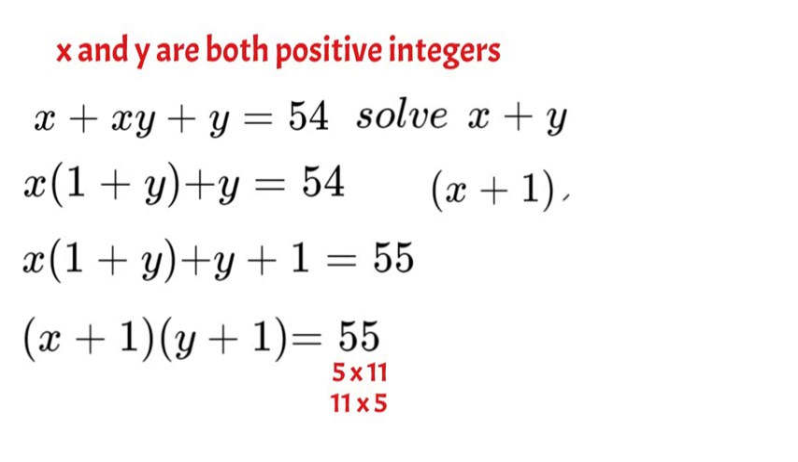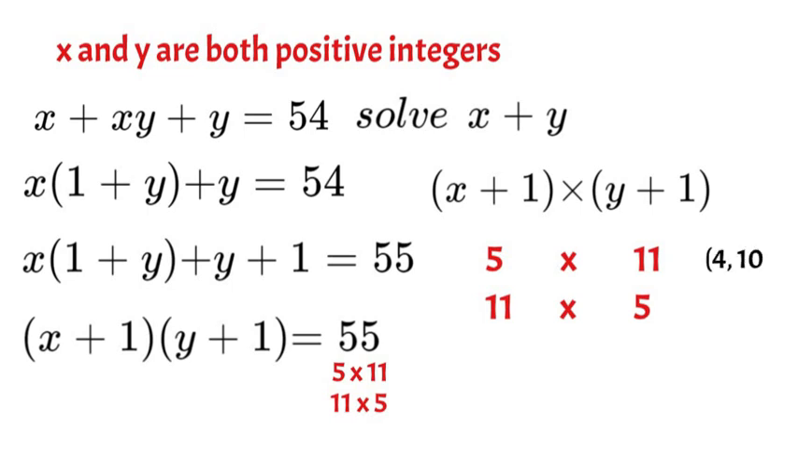So now we need to have x plus 1 times y plus 1. And how we're going to solve this is we're going to have our 5 times 11, 11 times 5. So we're going to set both sides of this equal to 5 and equal to 11. It's similar to having to solve for 0. So in the first situation, if our x plus 1 is equal to 5 and our y plus 1 is equal to 11, x would be equal to 4 and y would be equal to 10.